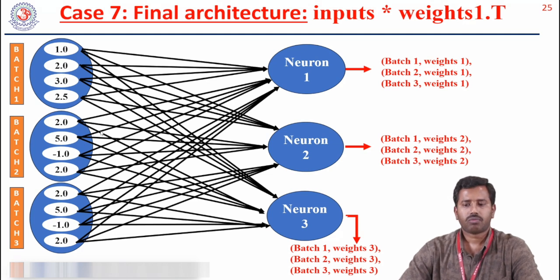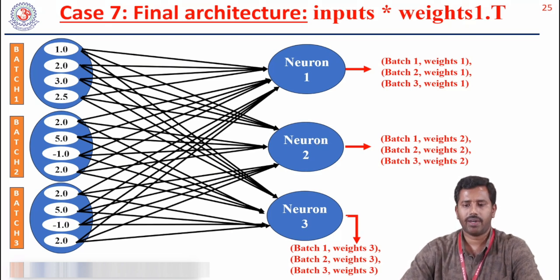If we observe the previous architecture, it is almost similar, nothing but our inputs into weights1 dot transpose, so that every batch will have 4 values. 3 batches are there, and this will be mapped with the weight vector with the dimension of 4 by 3. So the first neuron will get 3 batches with the first column vector, 3 batches with the second column vector for the second neuron, and for the third neuron 3 batches with the third column vector. On this you will get the output as layer1_output.